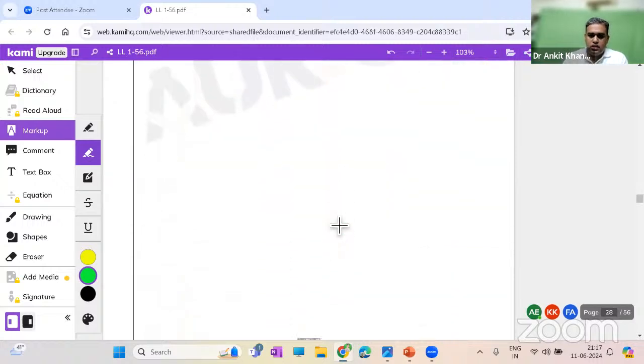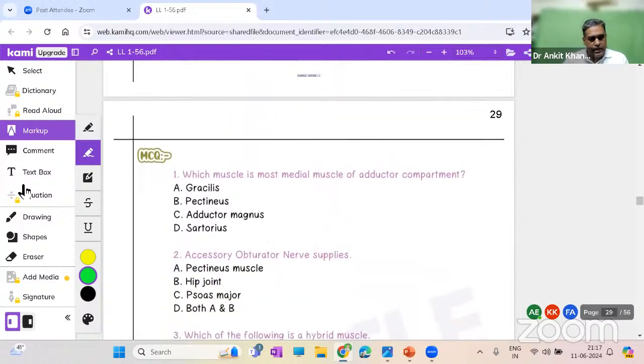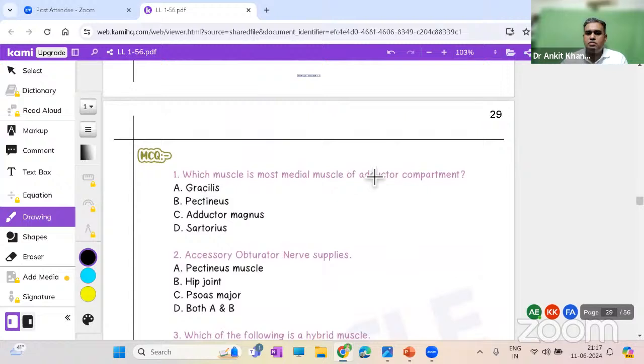Okay, fair enough, guys. So yes, a bit of MCQs. Let us see that also we can do. Which muscle is the most medial muscle of the adductor compartment? Gracilis, pectineus, adductor magnus, sartorius. Obviously, it is most medial. It is gracilis.